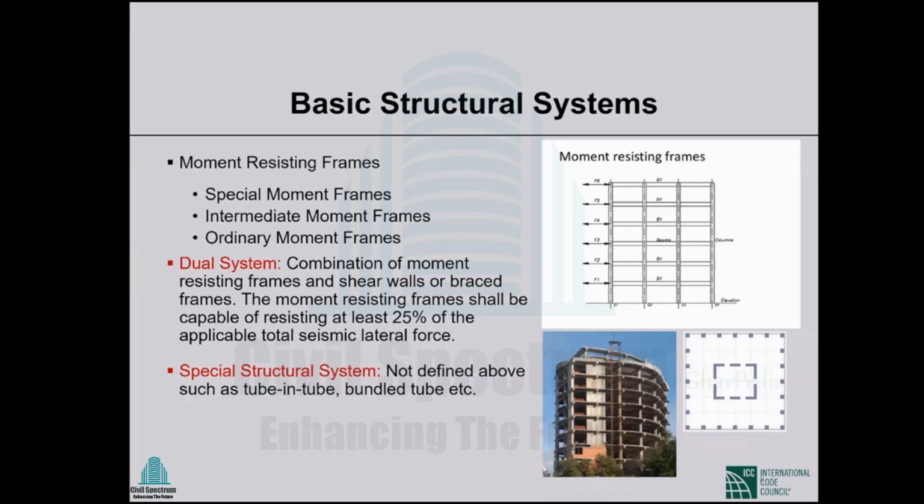Dual system, I think many of you know about these. Dual system has both beam column frames, and shear walls or bracings. The difference with bearing frame system and dual system is that in dual system, the beam column frames in a building do also carry a portion of the lateral load, at least 25% of the lateral seismic load. If that is the case, then we'll call that a dual system.